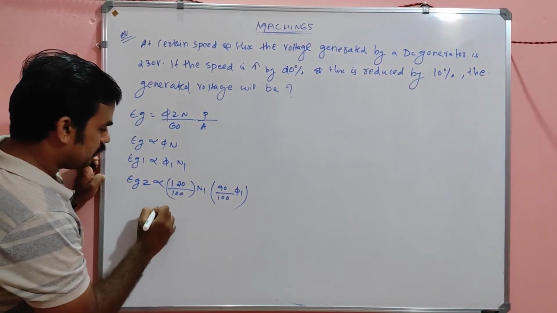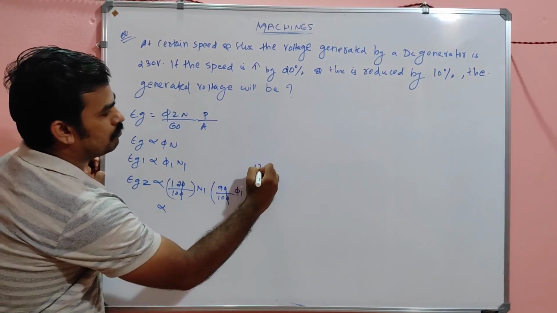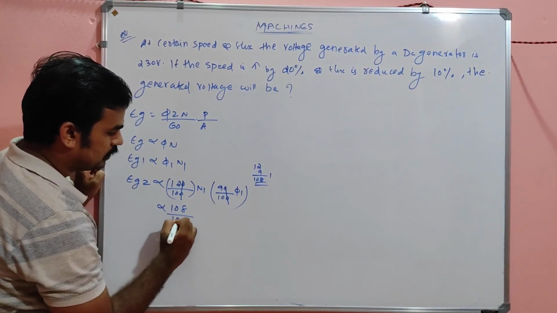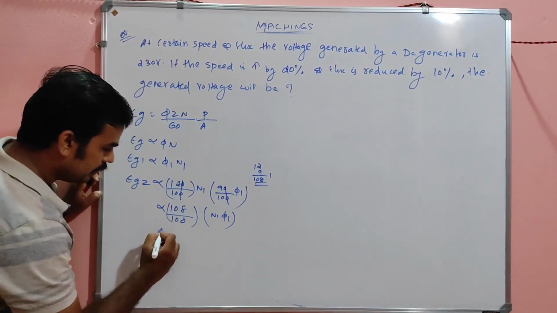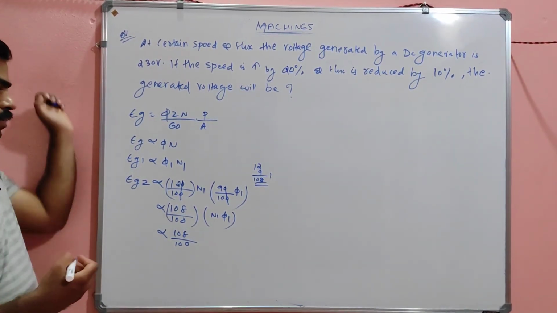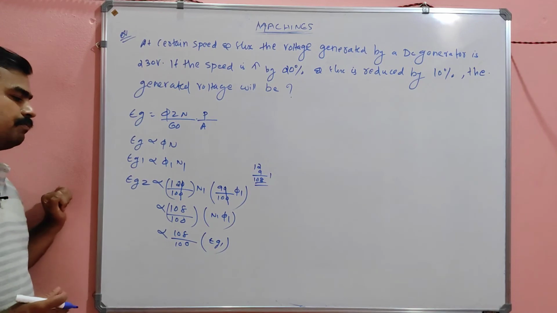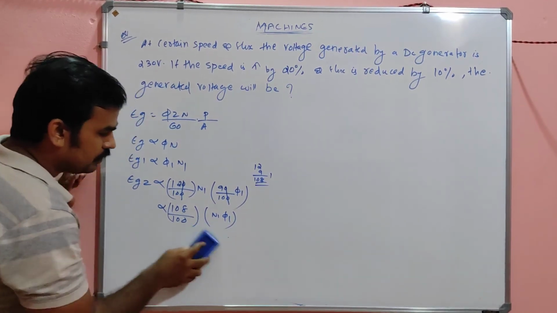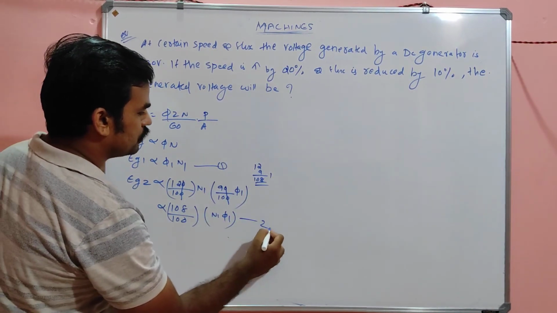Again you can take 12 into 9, that is 108, and 10 into 10, that is 100, into n1 phi 1. What is n1 phi 1? n1 phi 1 is proportional to Eg1. Correct? So this is Eg2 now, and this is Eg1. Let this be equation number 1 and this be equation number 2.